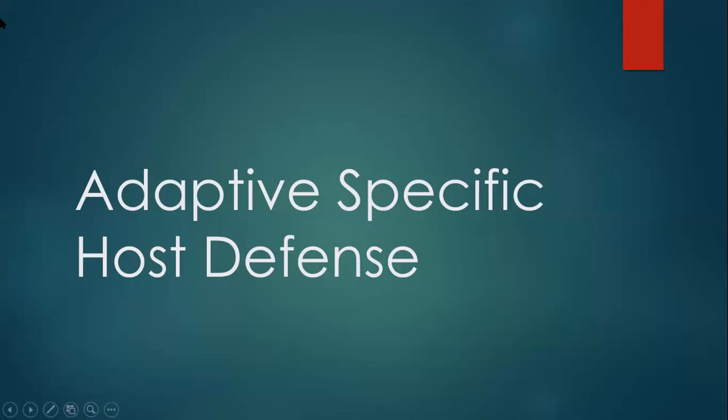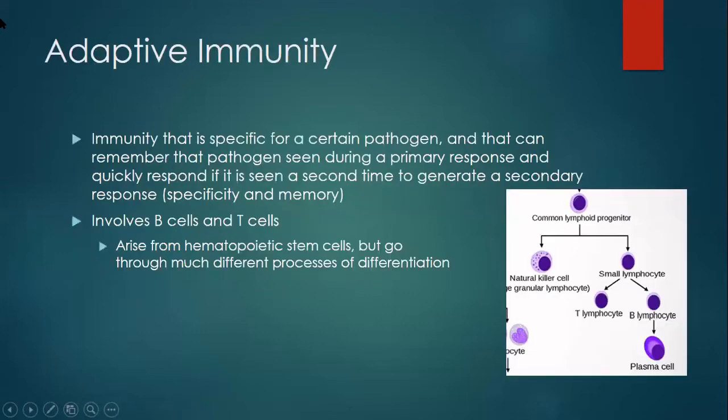Adaptive specific host defense. So we're talking about adaptive immunity as opposed to innate immunity. Adaptive immunity is immunity that is specific for a certain pathogen. It can remember that pathogen and quickly respond to it if it sees that pathogen a second time. That's called a memory response.